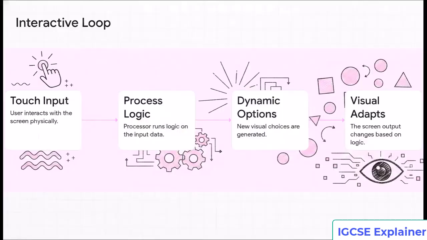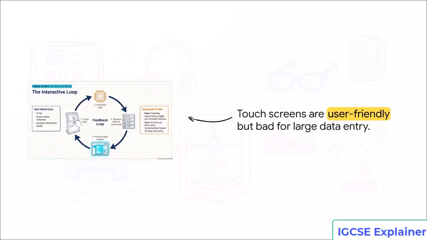Pretty cool, right? Now, I kind of want to challenge your assumptions for a second here. We usually think of touchscreens purely as input devices, right? Like you touch them to make something happen. But take a look at this sequence. First, you provide the touch input, then the processor runs its logic, and then, this is the crucial part, it generates dynamic visual options. So the screen is actually functioning as an output device too, because the visual display actively adapts based on your input. It's a two-way street.